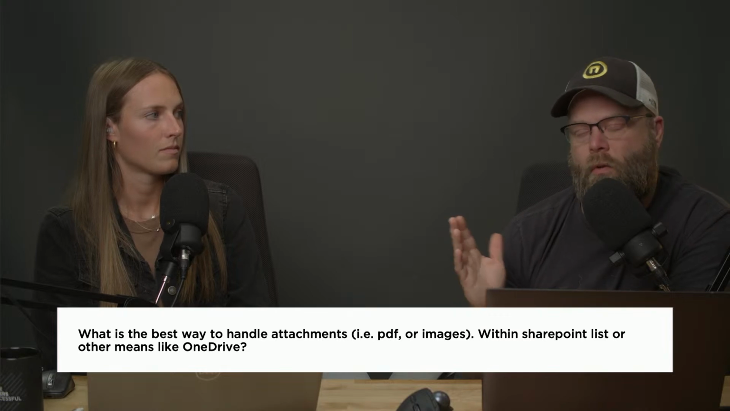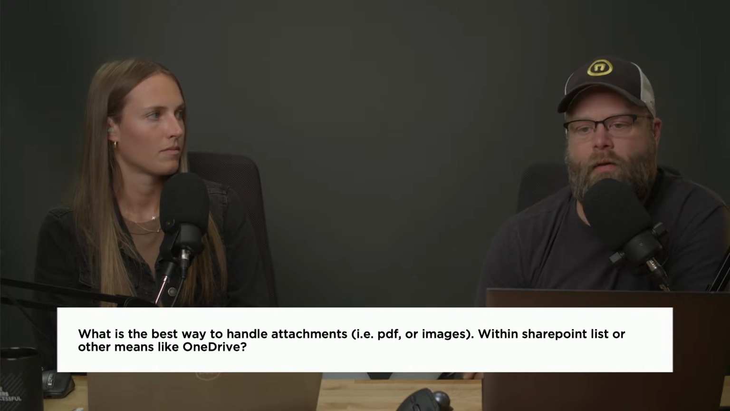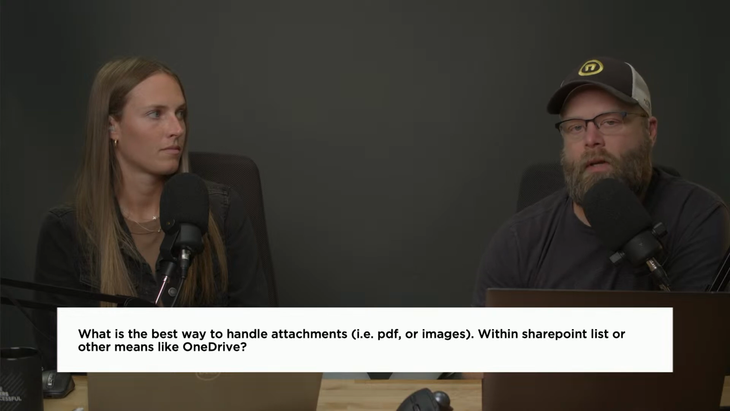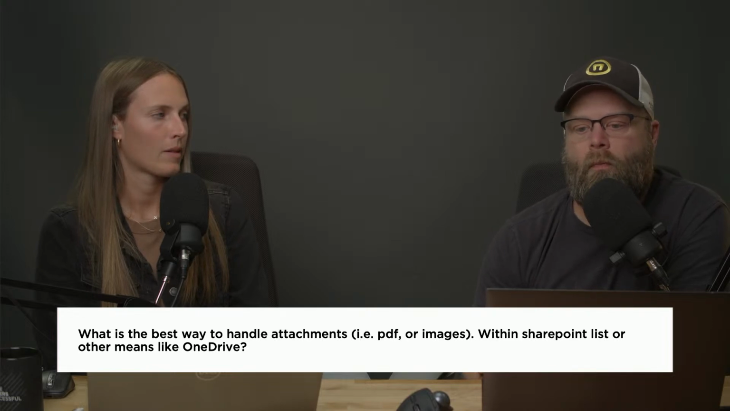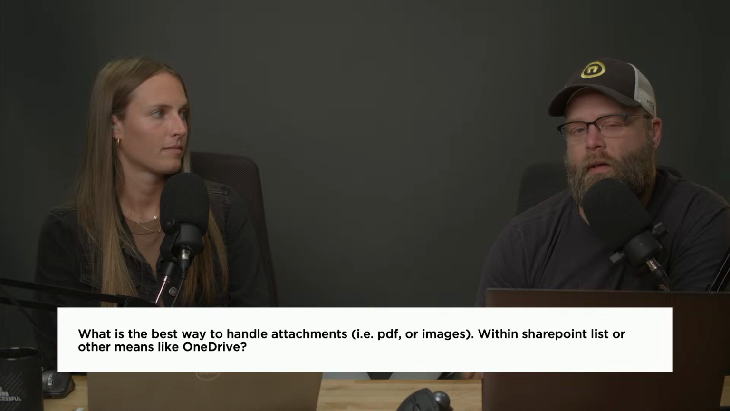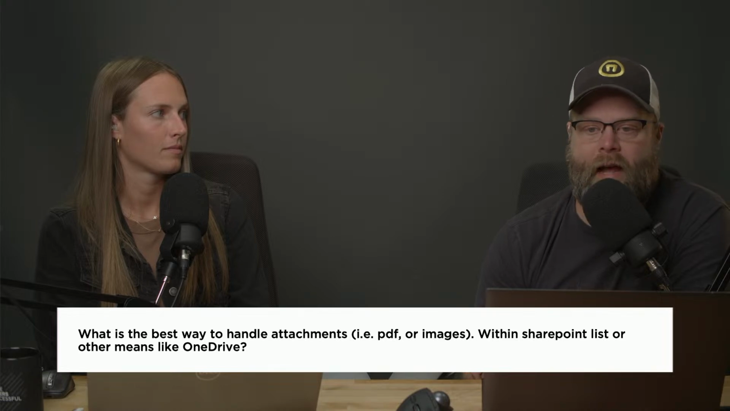So let's say you said, well, there's only ever going to be 5, so I'll do it with 5 columns. You could do that too, but that's probably not the ideal way. I think attachments is probably the easiest out-of-the-box solution. Attachments on list items. Yep.